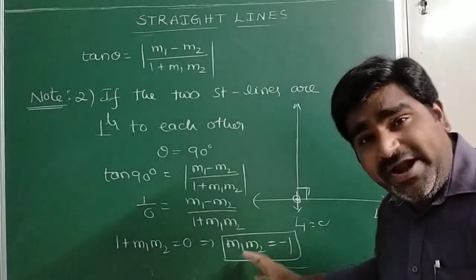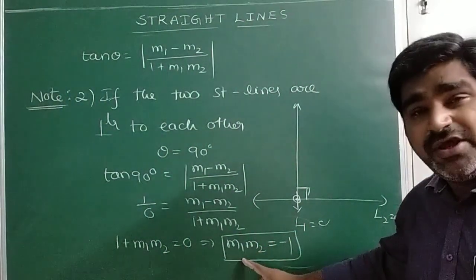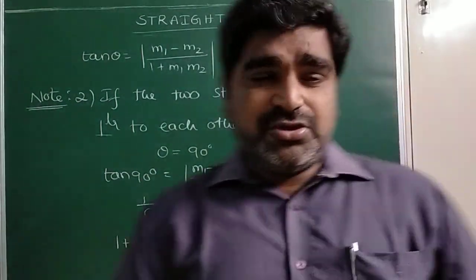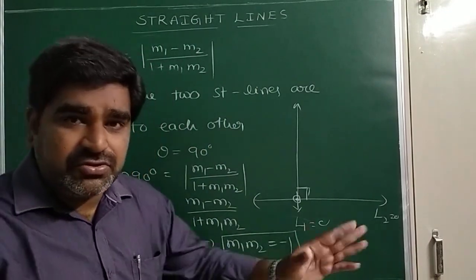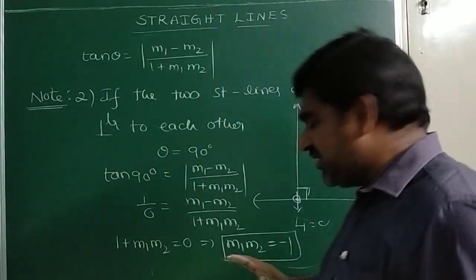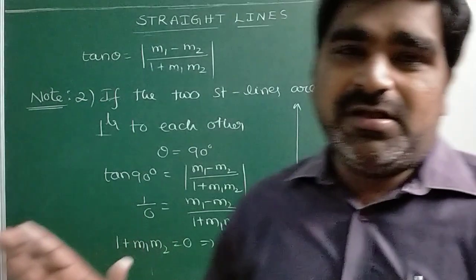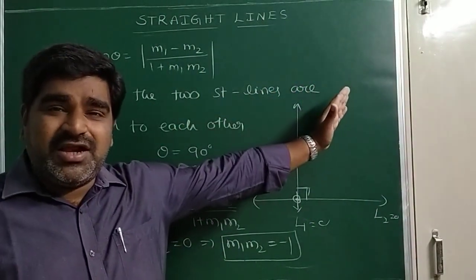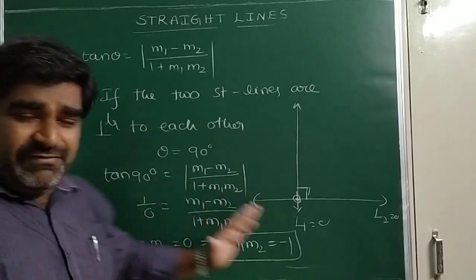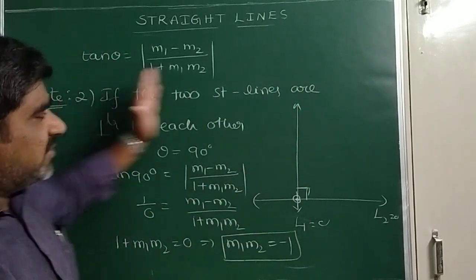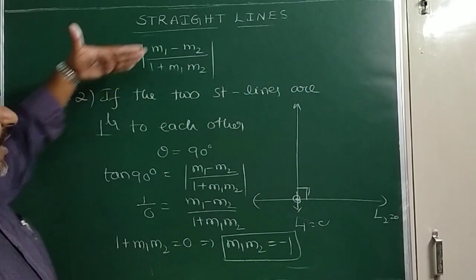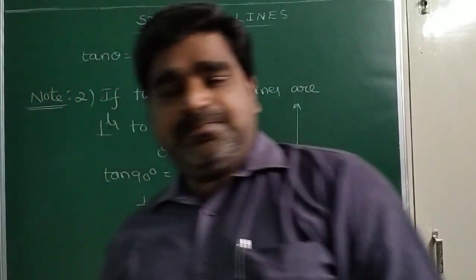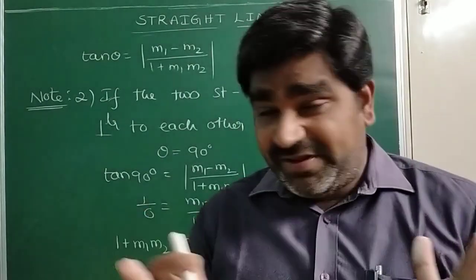Well, again, m1 and m2 are the slopes. Here I am going to take the product of slopes, and the product of slopes is equal to minus 1. So when the product of slopes is equal to minus 1, the two straight lines are perpendicular to each other, and vice versa. If m1 m2 equals minus 1, then the two straight lines are perpendicular to each other. If two straight lines are perpendicular to each other, then m1 m2 equals minus 1. These two are very, very important conditions.